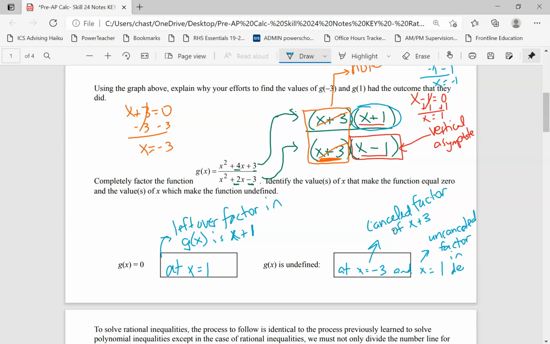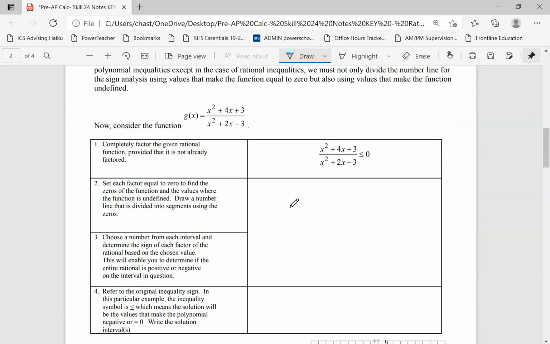Essentially, when we are solving a rational inequality, we're going to have to do some factoring, and we're going to have to figure out the zeros, and where we might have a hole and where we might have a vertical asymptote. The rest of this video is going to be showing how to solve these things.